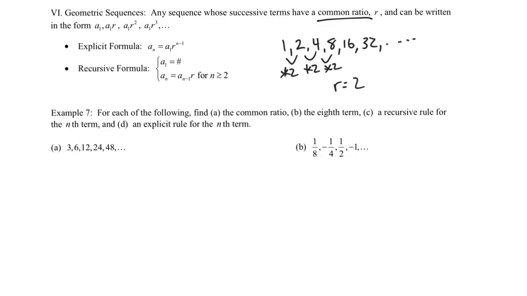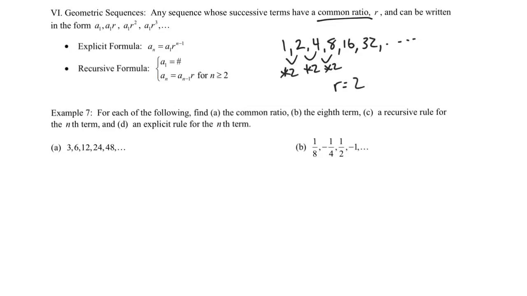And so our formulas are given here. Again, you don't need to memorize those, but you do need to be able to write the formulas. And so let's look here at example 7. Given this first sequence in letter A, we want to find the common ratio, the 8th term, the recursive rule, and the explicit rule. And so if you look here, we've got 3, 6, 12, 24, 48.